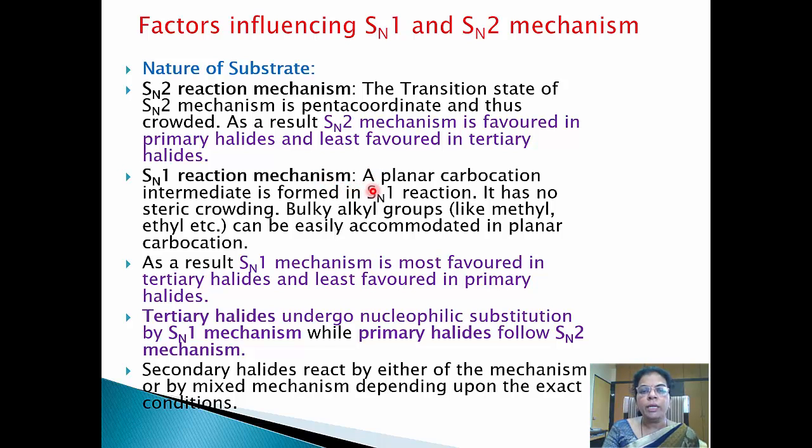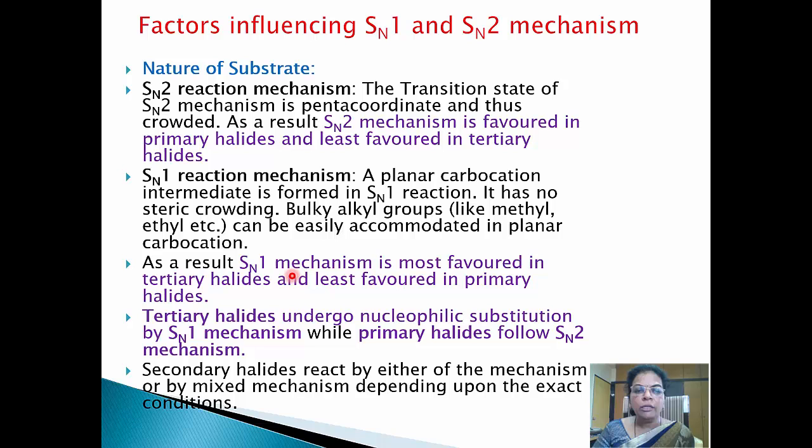During the SN1 reaction mechanism, a planar carbocation intermediate is formed. It has no steric crowding. That is, this carbocation is surrounded by bulky alkyl groups, but these are only 3 alkyl groups. These bulky alkyl groups are electron donating groups, which stabilize the positively charged carbocation, and thus bulky alkyl groups like methyl or ethyl groups can be easily accommodated in this planar carbocation.